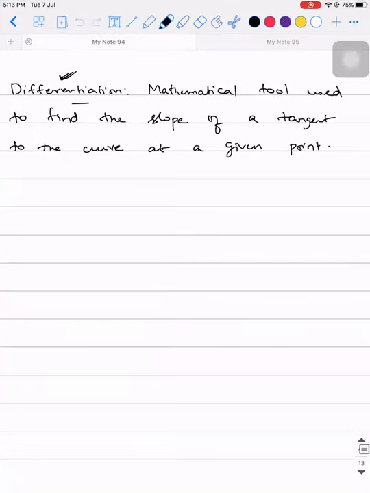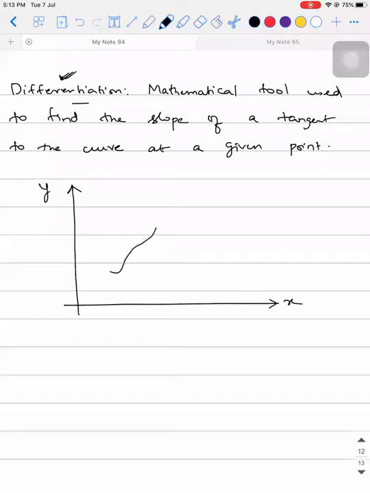Did you write it down? Mathematical tool which is used to find the slope of a tangent to the curve at a given point. Meaning, let's say you have a random curve like this. Not every motion is going to be a straight line, right? So you can have a curve like this. Let's say a particle is moving from A to B in this particular path. So it is some curved path.